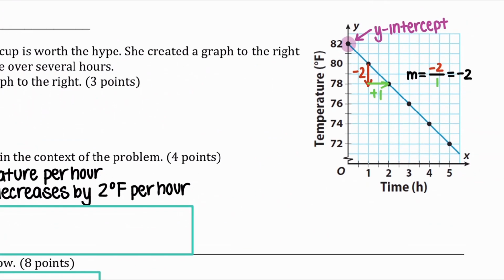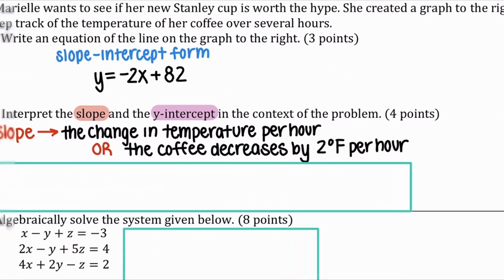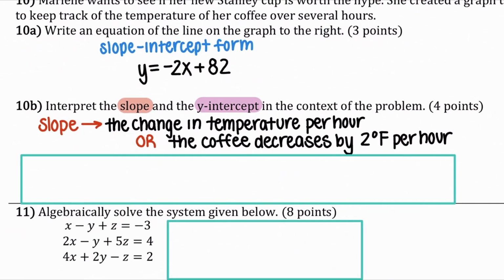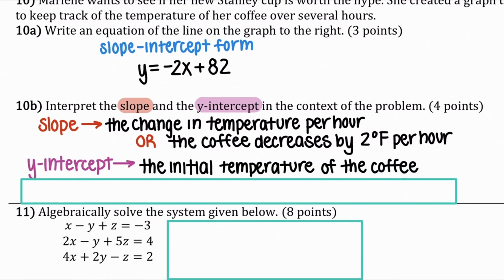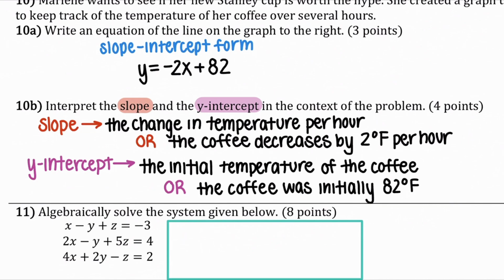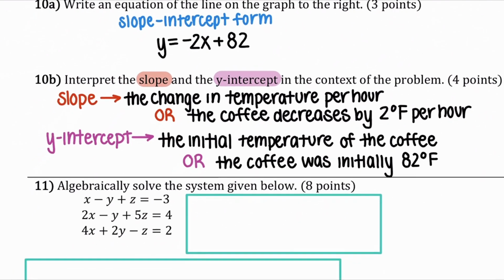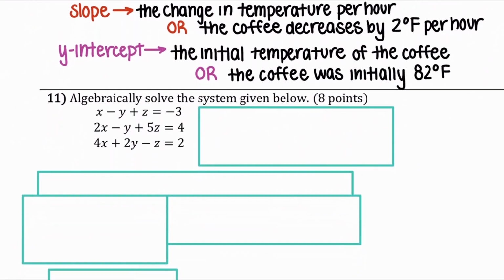Next, let's talk about y-intercept. So y-intercept, again, by definition, is when x is equal to 0. So when x is equal to 0, we're talking about when the time is 0. So generally speaking, we can just say that it is the initial temperature of the coffee. But if we want to use the number itself, then we just say that this is the starting temperature of the coffee, which is initially 82 degrees Fahrenheit. And that's number 10. Let's move on to number 11.